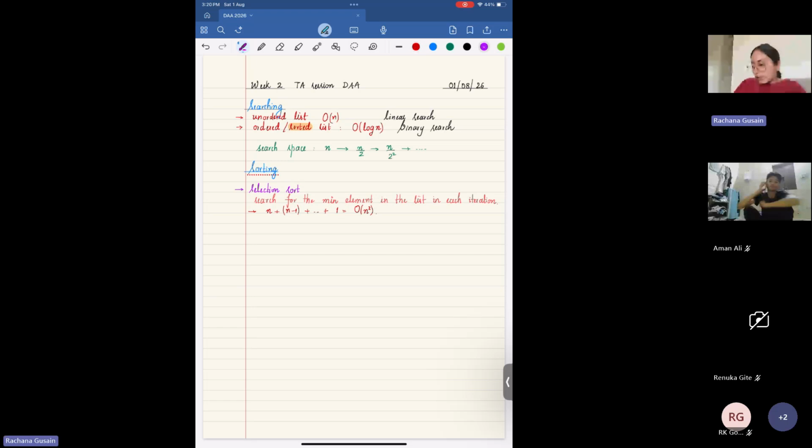Okay, and then what do we do in insertion sort? How does insertion sort work?